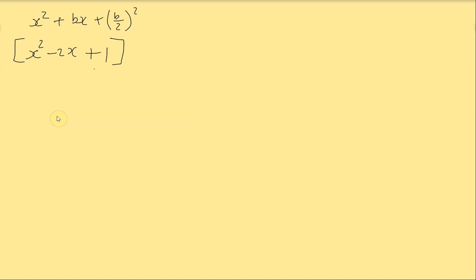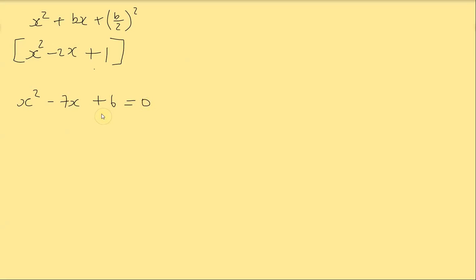Okay, so let me use this problem. We have x squared minus 7x plus 6 equals 0. Let's say you're asked to solve this problem by using the method of completing the square.